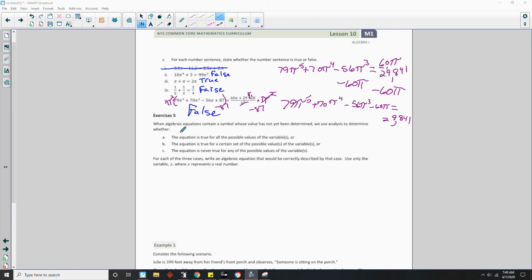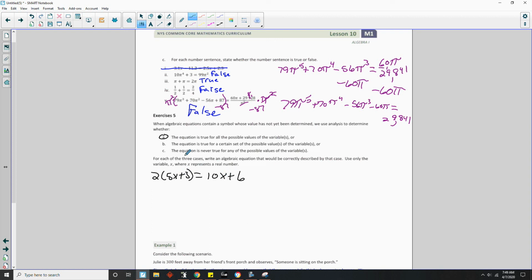Okay, so the easiest way to write an equation that is true for all possible values is to use a theorem or a property. So if I said 2 times (5x + 3) equals, and I use the distributive property, 2 times 5x is 10x, plus 2 times 3 is 6. So no matter what I plug in for x, this is going to be true. If I put 0 in, 0 plus 3 is 3, 3 times 2 is 6. Plug 0 in here, 10 times 0 is 0, 0 plus 6 is 6, 6 equals 6, and so on.